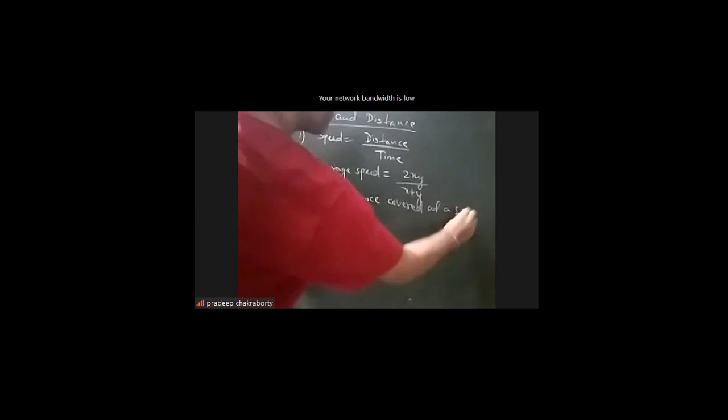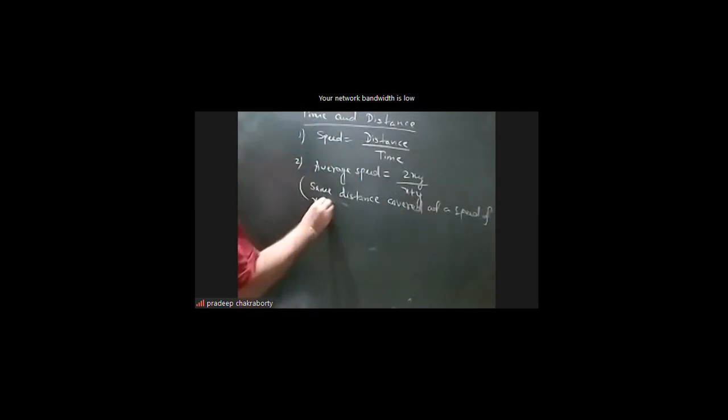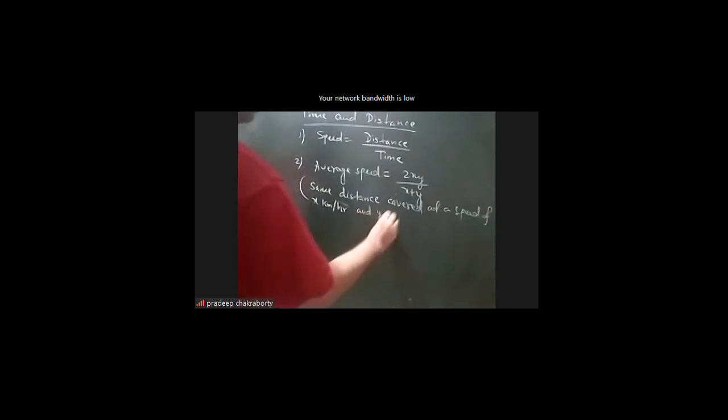Okay, so same distance covered at a speed of x kilometer per hour and y kilometer per hour. Then the average speed will be 2xy upon x plus y. And there is another formula.